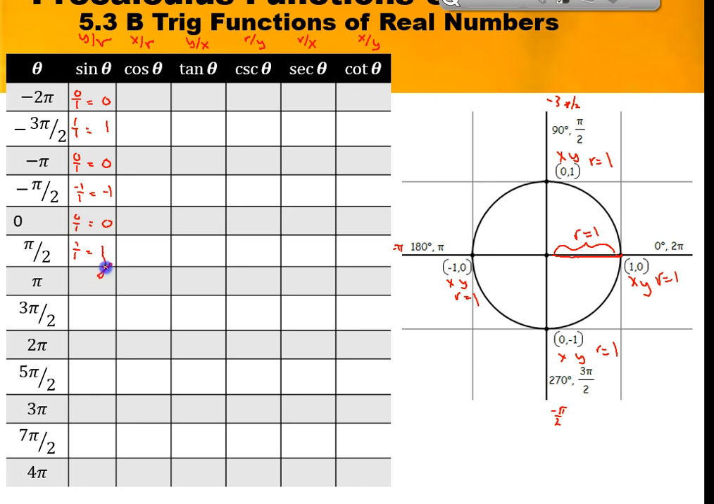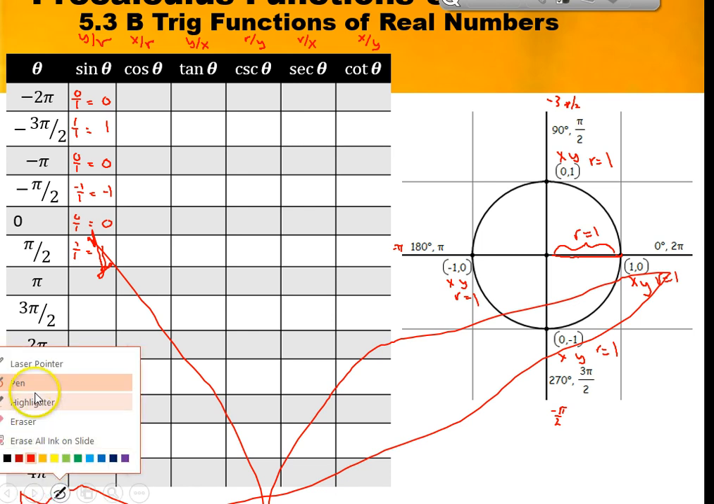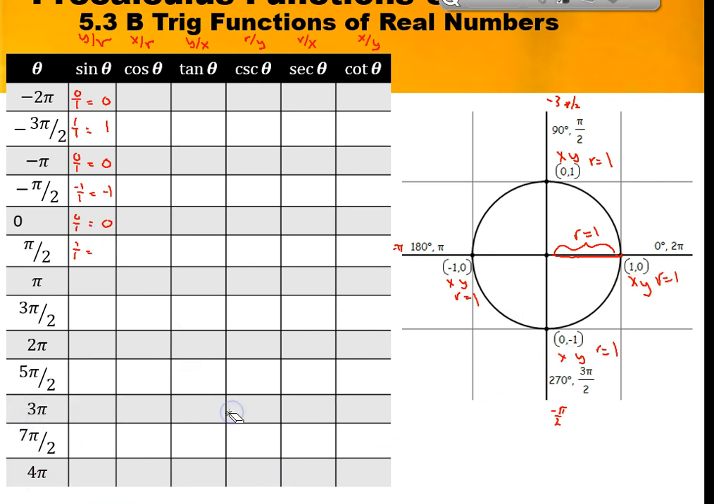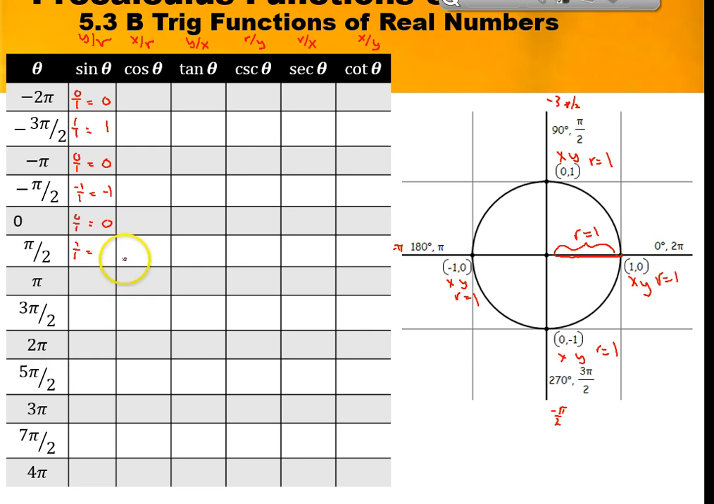Ooh. Okay. It's not liking that. Okay. Hold on, let me erase this. Okay. And get the pen back up. Okay.